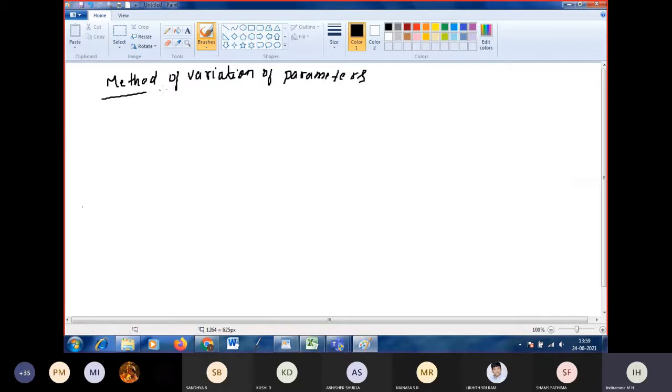Okay. You can see one compulsory question in the previous year question papers, the ones I uploaded in Teams and sent in the group. There is one compulsory question on the concept of variation of parameters. The word itself says that we are going to vary the parameters. So I will explain the method.